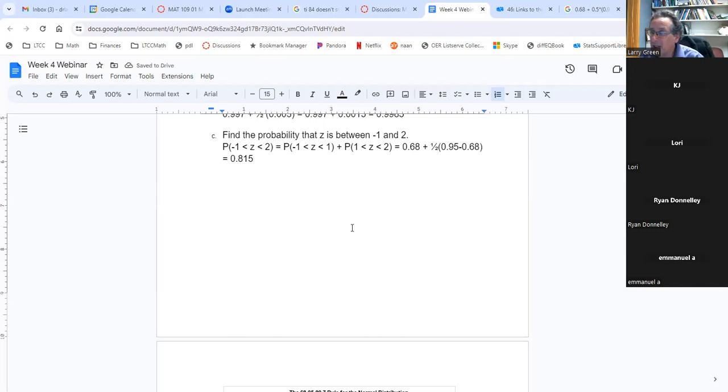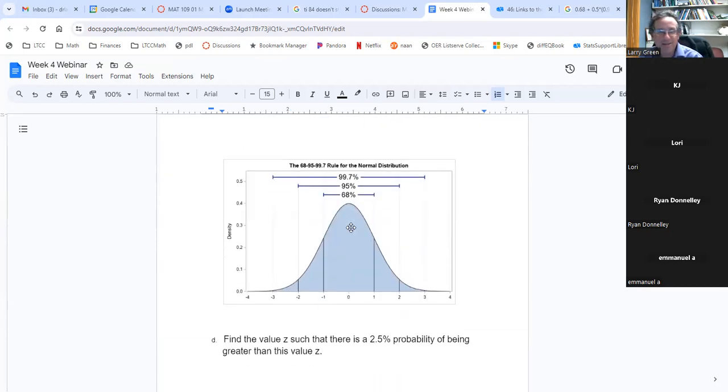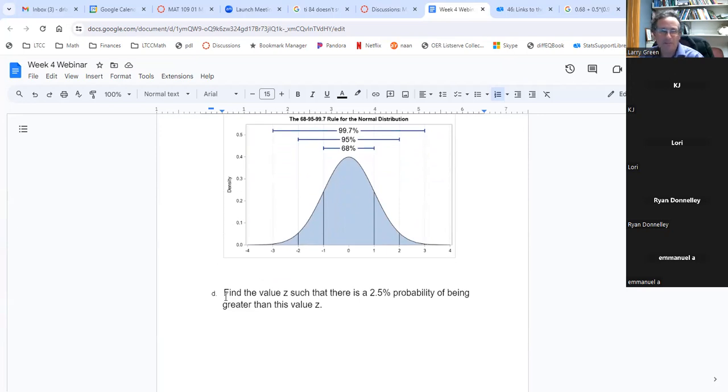Any questions on that example? Okay, let's do the next one. Find the value of z such that there is a 2.5% probability of being greater than this value.